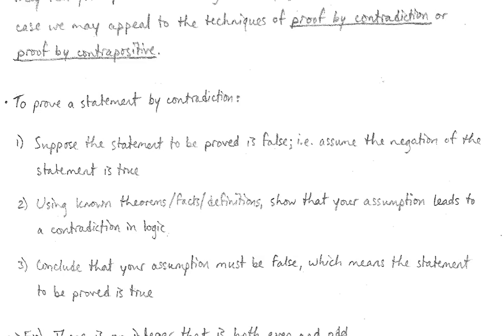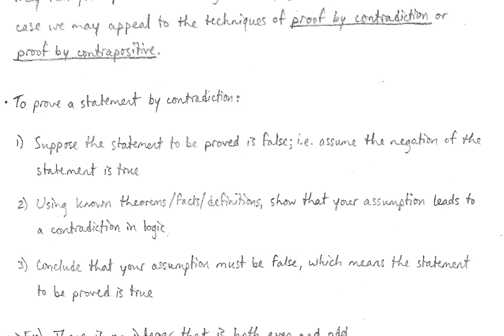So to prove a statement by contradiction, one, you're going to suppose that the statement to be proved is false. That is, you're going to assume the negative of the given statement is true. And then two, you're going to use known theorems, definitions, or facts to show that your assumption leads to a contradiction in logic.